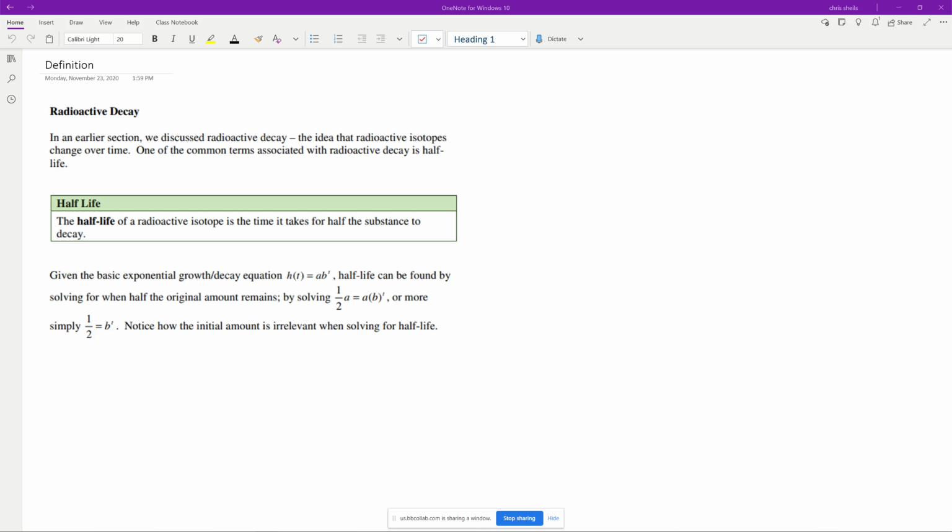Hey everyone, today we're going to talk about section 4.6. This is going to be on some applications of exponential functions.